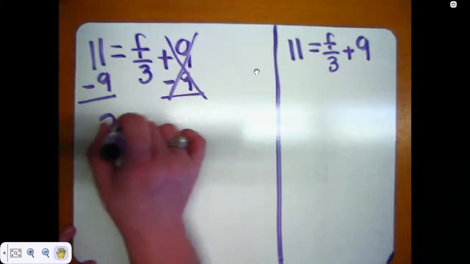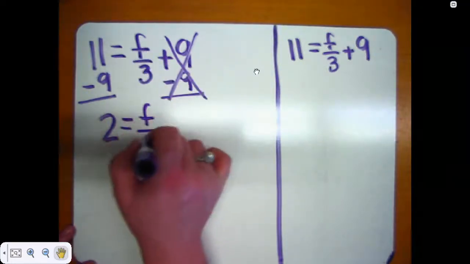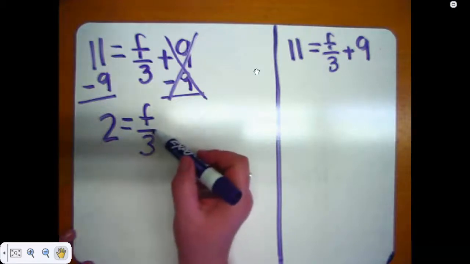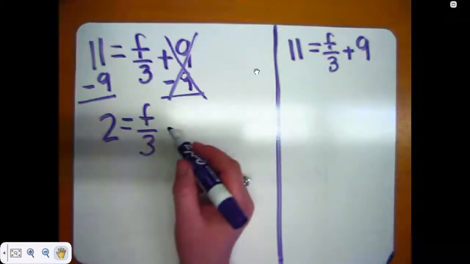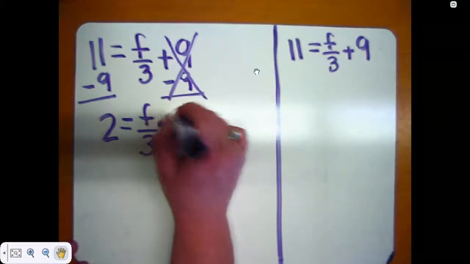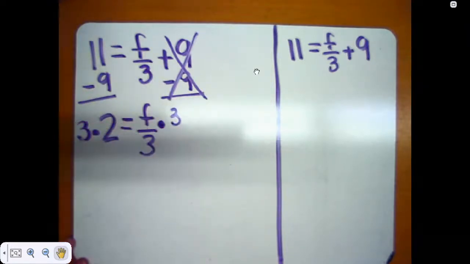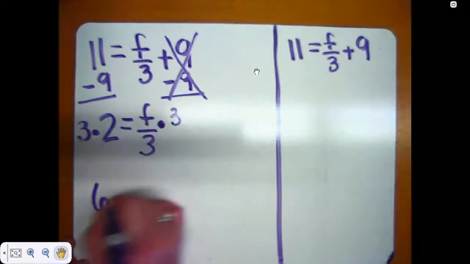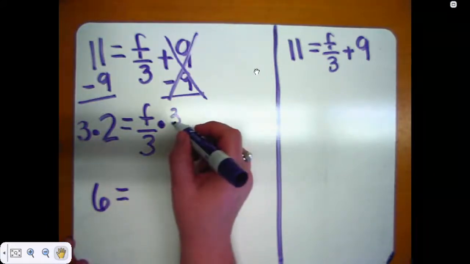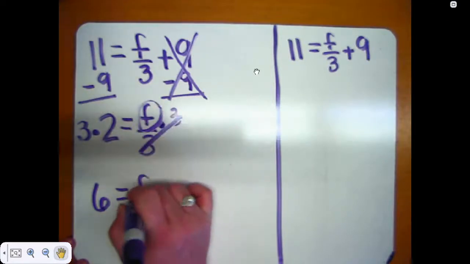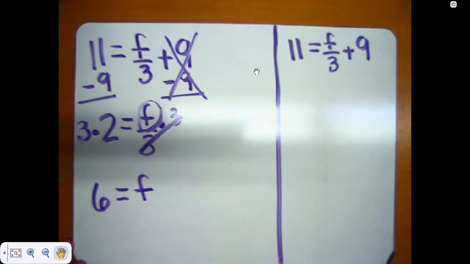I bring down my equal sign and my f over 3. Then I want to get my f by itself. So right now f is being divided by 3, so I want to do the opposite, which is multiply by 3, and I'm going to do that to both sides. 3 times 2 is 6. 3 divided by 3 is 1, so we're just left with the f. So this says f equals 6.